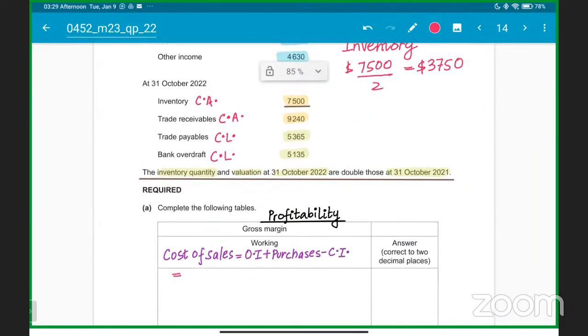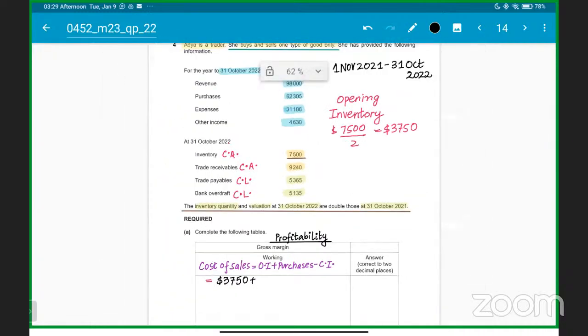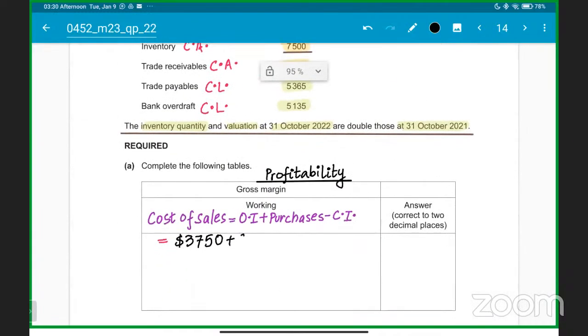So that is what you have to work out. Our opening inventory is 3,750. Purchases we already know, it's 62,305, minus the closing inventory, which is basically double of it, that is 7,500. So I'm getting the cost of sales as 3,750 plus 62,305 minus 7,500. I got that as 58,555. Okay, 58,555. Got that clear? Understood? Any problem?